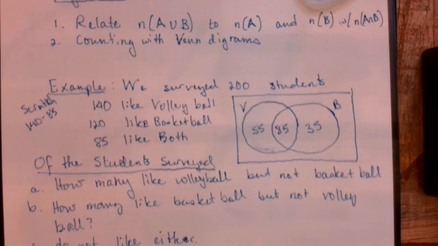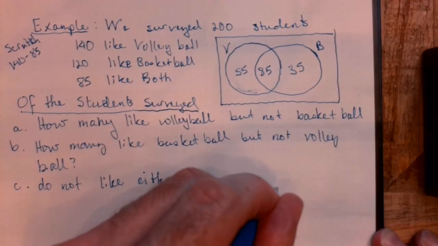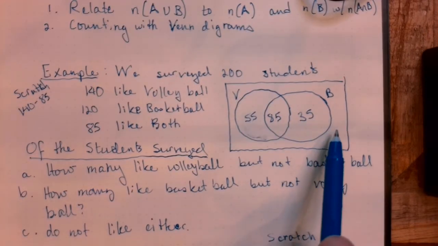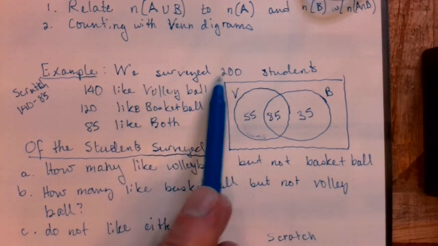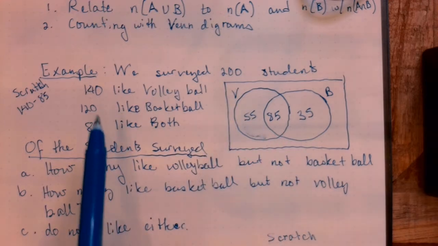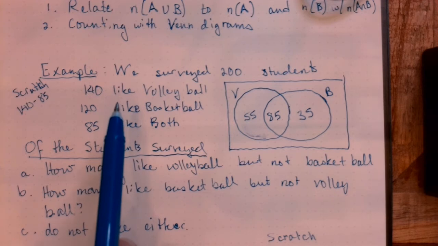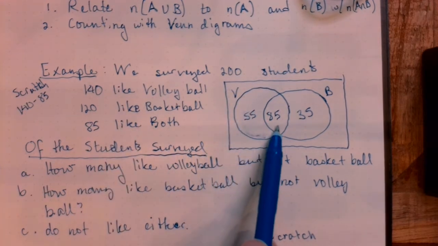Okay. Now some more scratch work down here. I've got to figure out the number of students out here, because they told me there were 200 students surveyed, and it's possible that students didn't check either box. So let me total out what I've got so far. That's 140.